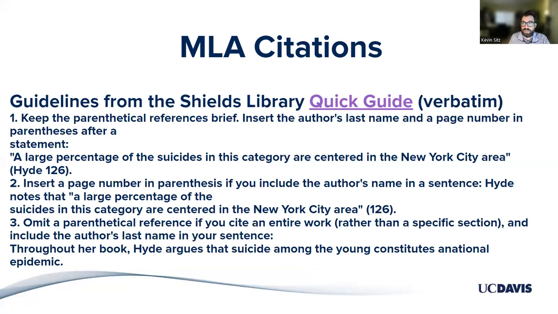If I include the author's name in the sentence, then notice here, like Hyde notices that a large percentage of the suicides in this category are centered in the New York City area. Since Hyde is part of the sentence, the page number just goes at the end. I don't have to repeat Hyde. Versus up here, Hyde was not a part of the actual sentence, so it goes at the end. And then you omit a parenthetical reference if you're citing the entire work, like you're summarizing the whole article, which is what's happening in this final sentence, that Hyde argues that suicide among the young constitutes a national epidemic.